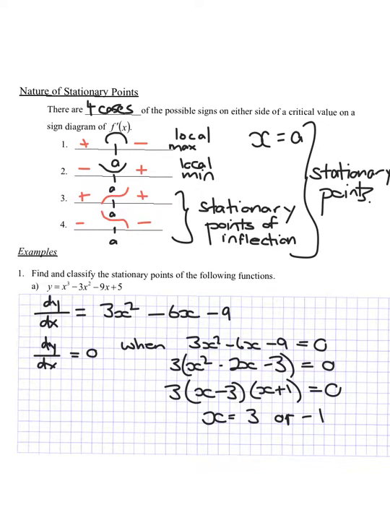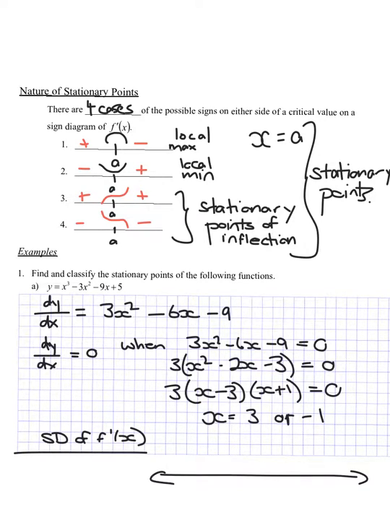You don't know yet if it's a stationary point of inflection, okay? But think about it. It's a cubic, so could it have stationary points of inflection? Yeah, it could. Might not necessarily, but it could. So we need to check that. So then we do a sign diagram of f dash of x.